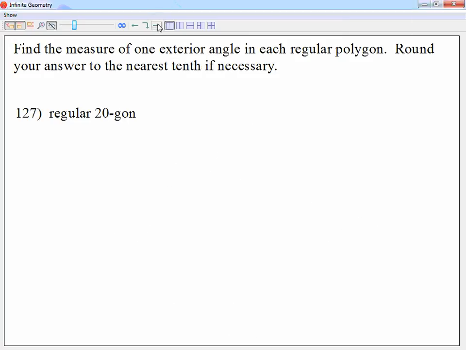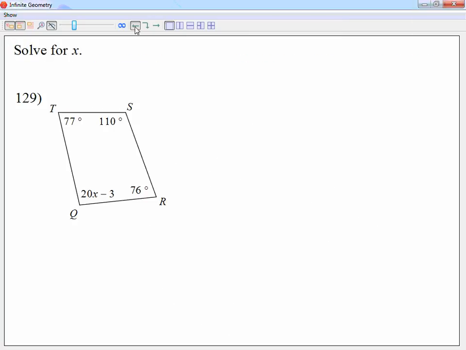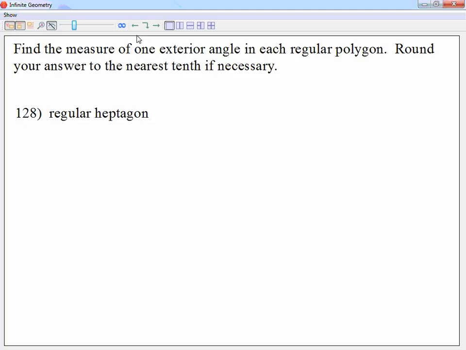This takes us up until number 128. Any questions up until 128? Yes. 126, okay.